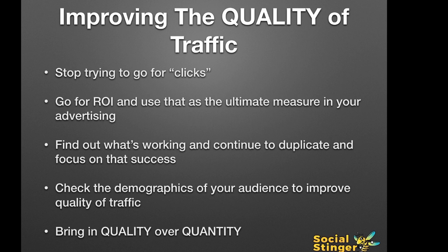Okay. The other thing is you got to find out what's working right now and continue to duplicate and focus on that success. Continually duplicate what's working and what traffic sources are working. Once you find the traffic sources that are working, you're basically going to optimize the traffic source. Okay, the next thing you got to do is check the demographics of your audience to improve the quality of traffic. All right, so here's one way of doing this.